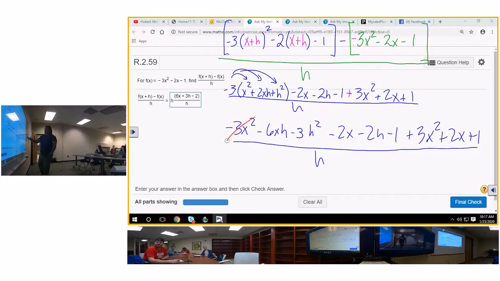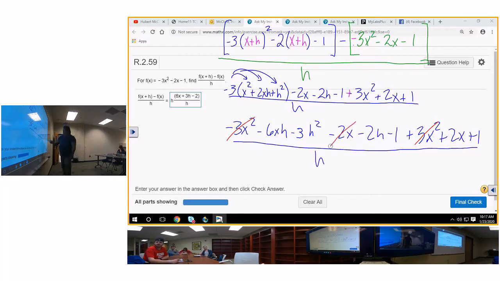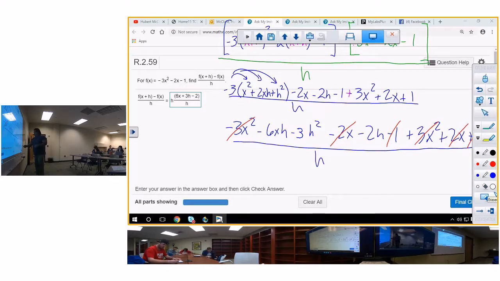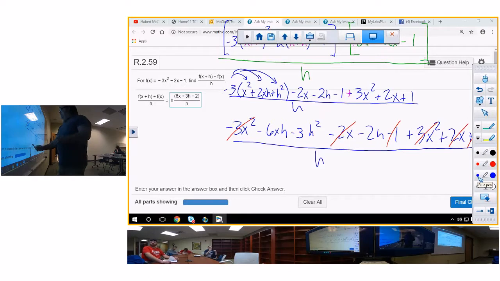So that cancels. What happens to the negative 2x's? It cancels. And what happens to the 1? Now I want you to finish it. And this is a good thing because when we go to the next section, which is chapter 1, we're going to use this to find the slope of the equation of the tangent line. So rewrite that last thing, and you're going to get negative 6xh.